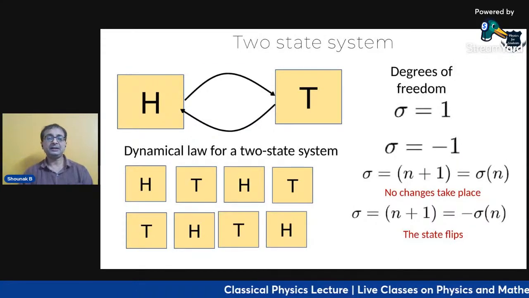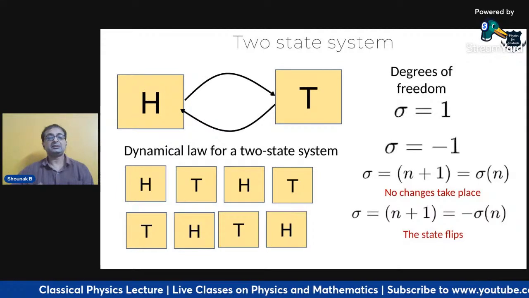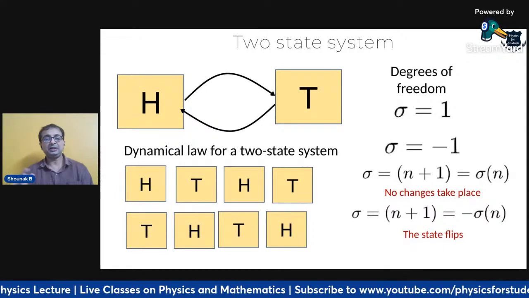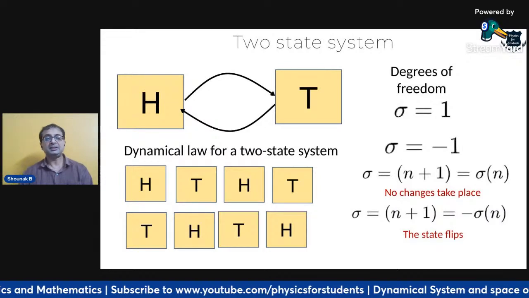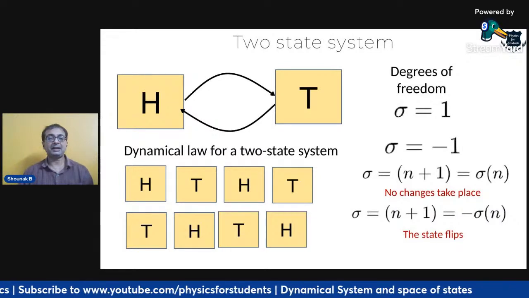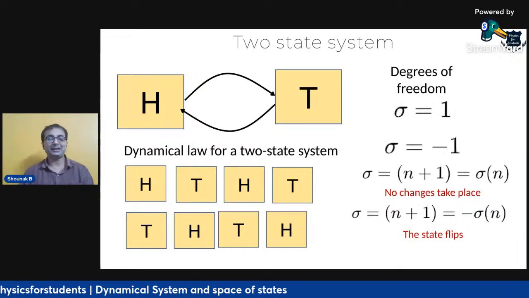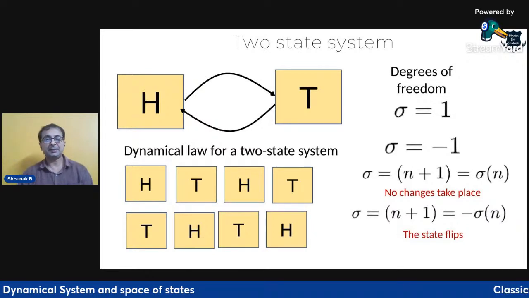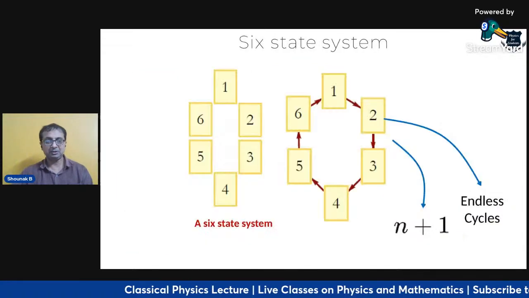Now you see, if I take a two-state system, that means from H to T and T to H, the system will evolve as HT, HT, and if I start with T, it will be TH, TH, and so on. So degrees of freedom, for example, for H would be sigma equals 1, and for tail it would be sigma equals -1. So the first equation, sigma n plus 1 equals sigma n, tells that there is no change, and if there is a minus sigma n, that means the state flips, it actually changes.